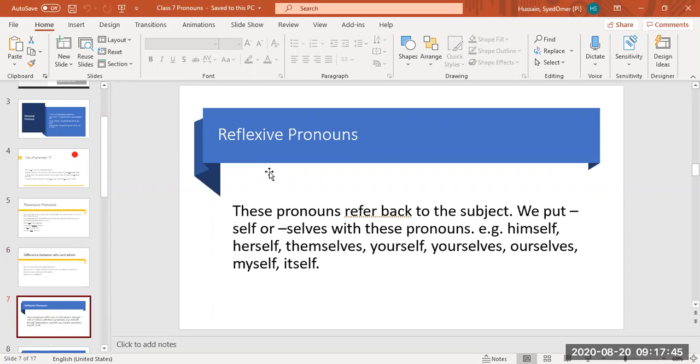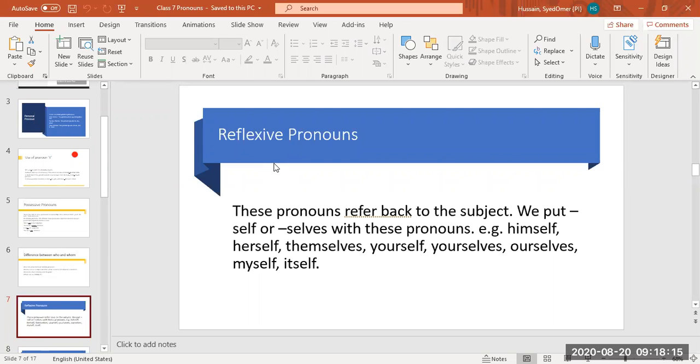Another type of pronoun is reflexive pronoun. Reflexive pronoun refers back to the subject. Okay? They refer back to the subject. They come back to the subject. They tell you what the subject has done. Okay? We put self or selves with the reflexive pronouns.